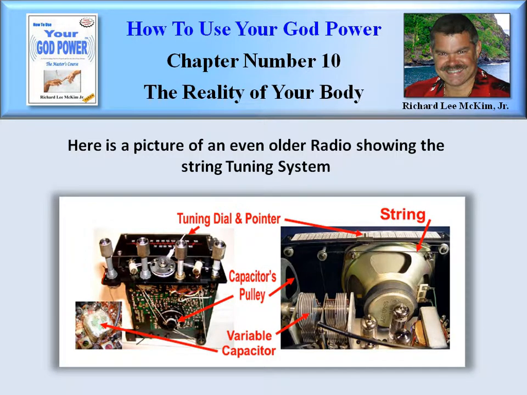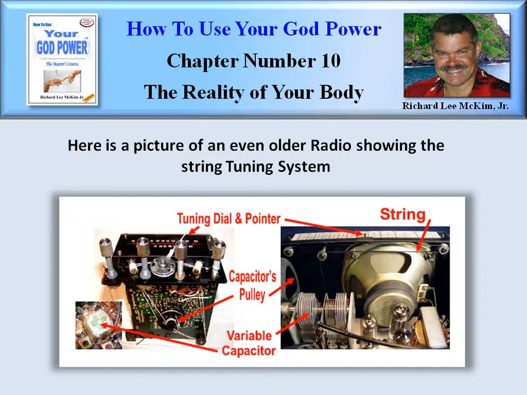Okay, let's take a look at this illustration here. It says here, here's a picture of an even older radio showing the tuning string system. Okay, now we have this older one. Now the variable capacitor on this one, if you take a look at it, is the big fin-looking thing. It's got aluminum fins on it. And as those fins mesh, it changes the values of it. Now the newer one, which is still old by today's standards, is this little square clear box over here on the one we've been working with.